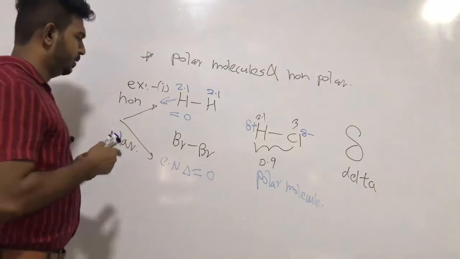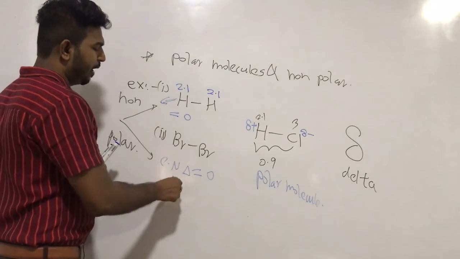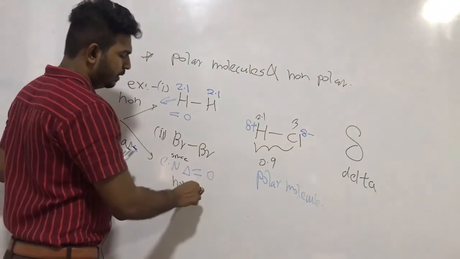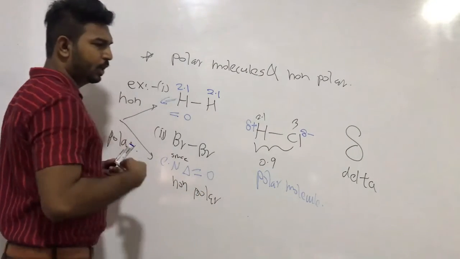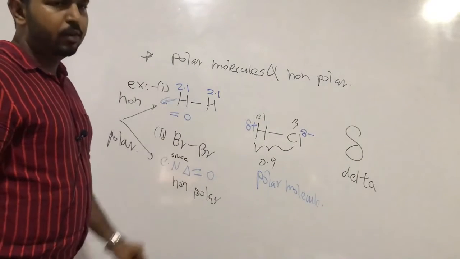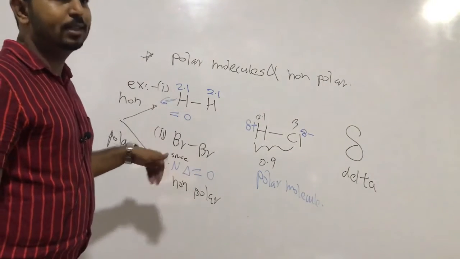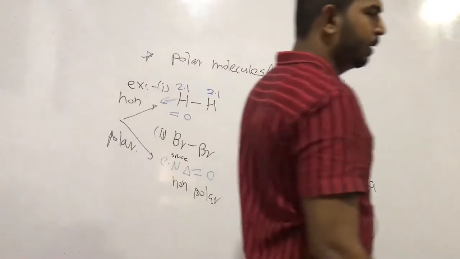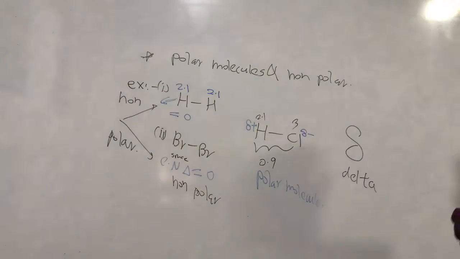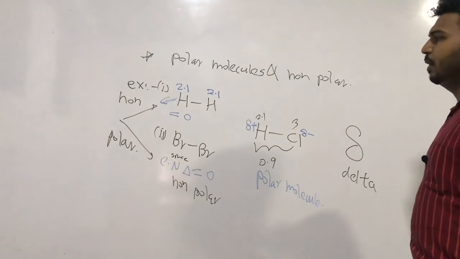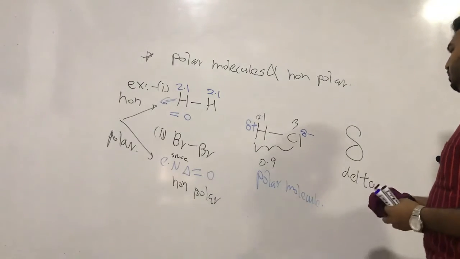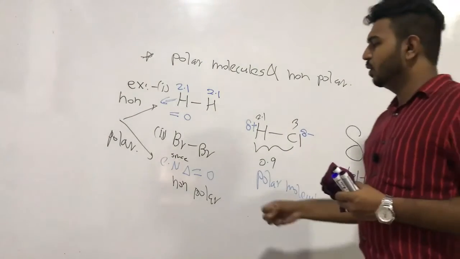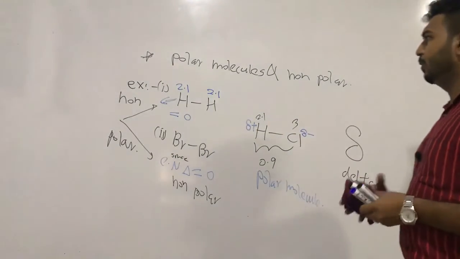Then write this one, and write below: since the electronegativity difference is 0, this is also a non-polar molecule. Write the molecule, then write below, since the electronegativity difference is 0, therefore this is a non-polar molecule.